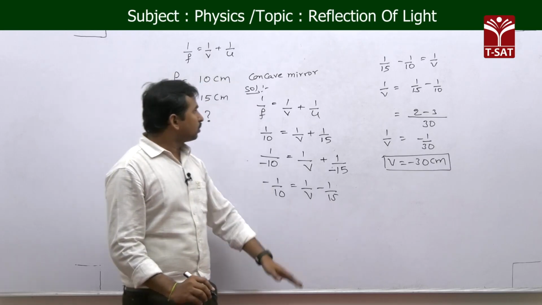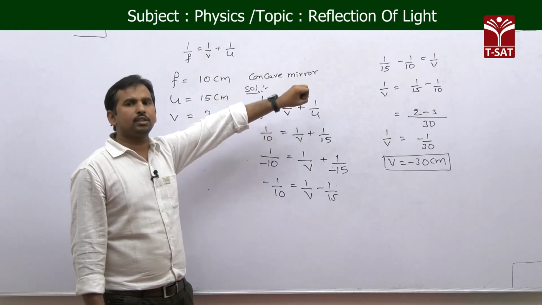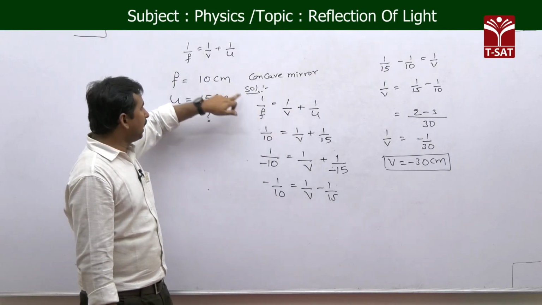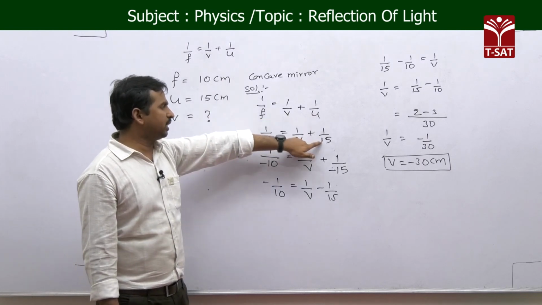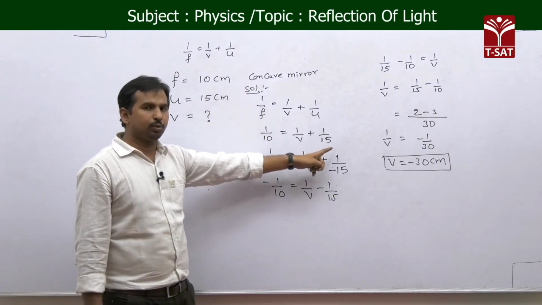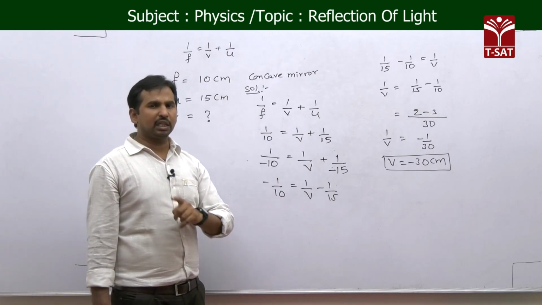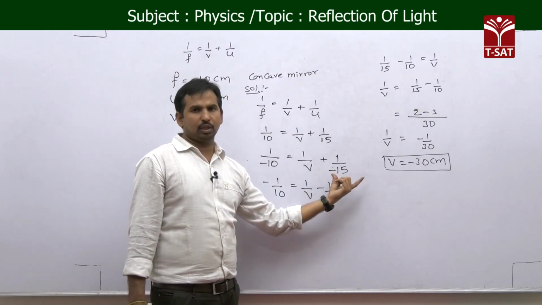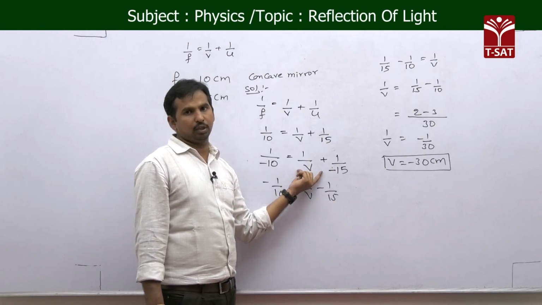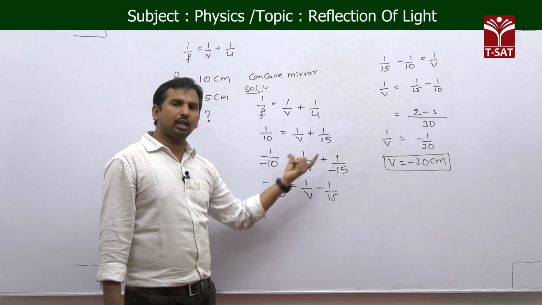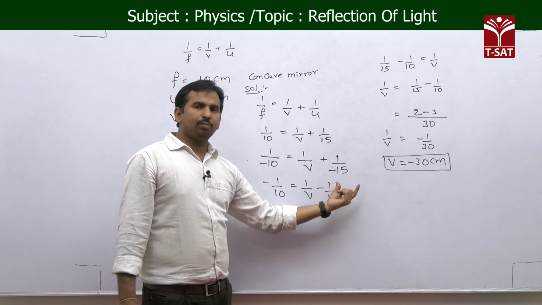Now see that again. What we have to do is only two things. First, after writing the formula, simply substitute the given values. As in the given problem, focal length is 10, image distance we don't know, object distance u is given as 15, we substituted that. That is step 1. Step 2 is to apply sign convention only for the given values. Don't apply sign convention for unknown values like v in this problem. Okay. Then if you apply the sign convention, 1 by 10 minus, and 1 by v minus 1 by 15.